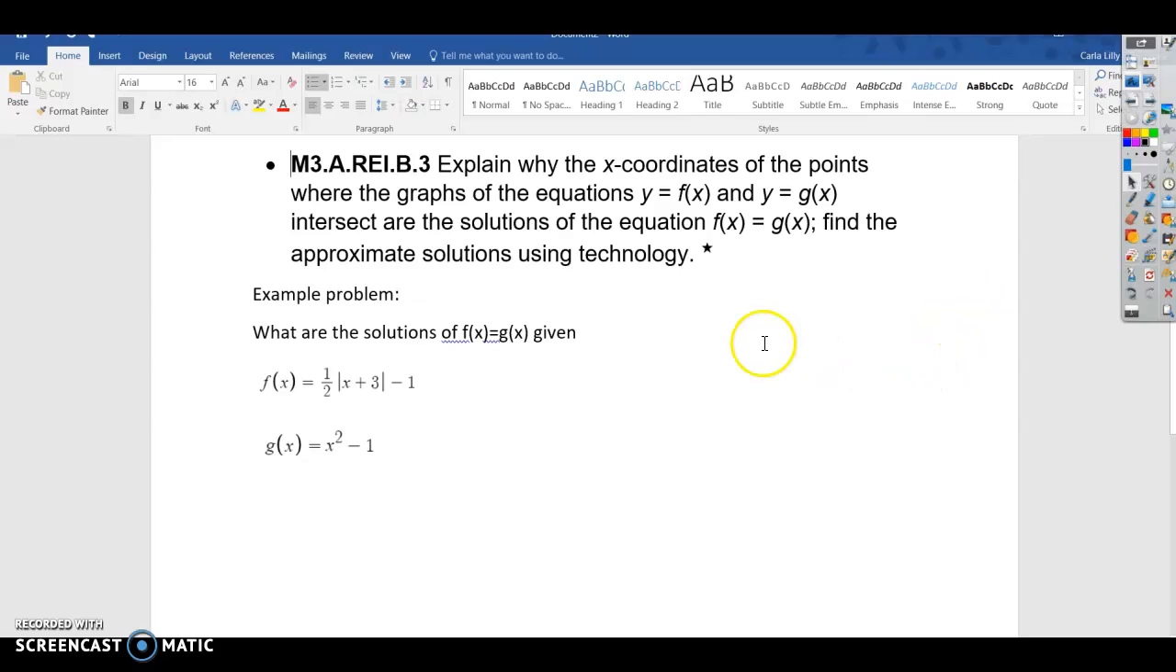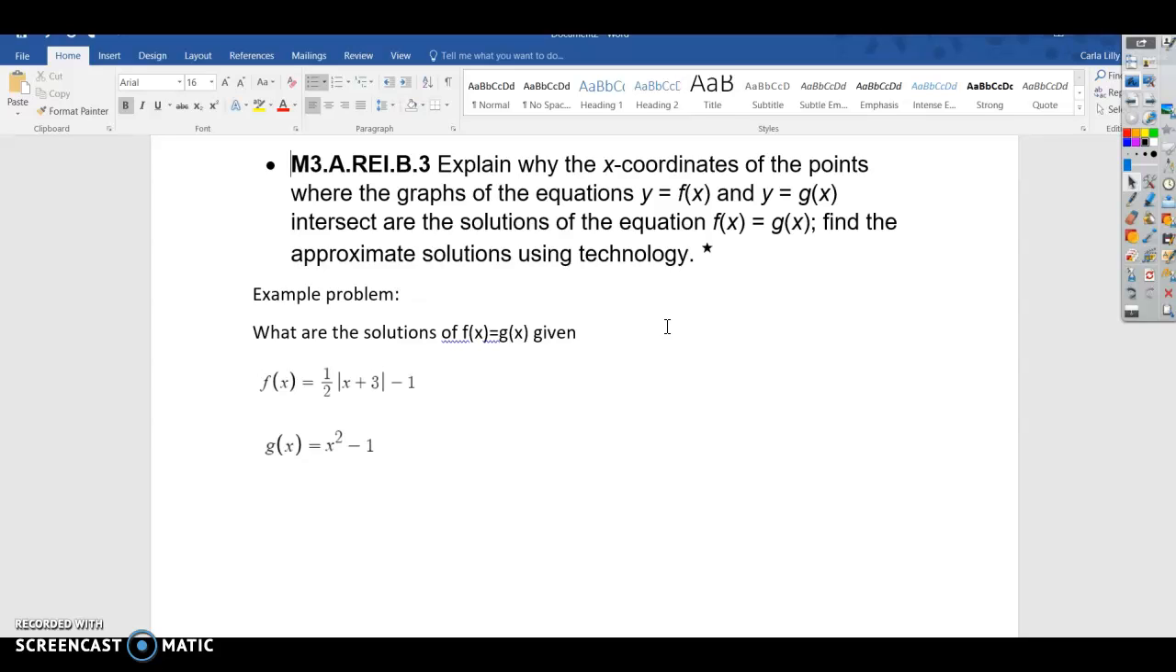So we're going to look at this standard: explain why the x-coordinates of the points where the graphs of the equations y equals f of x and y equals g of x intersect are the solutions of the equation f of x equals g of x. Find the approximate solutions using technology. All right, so let's look at an example problem.